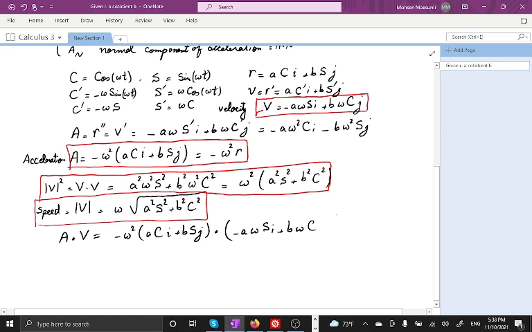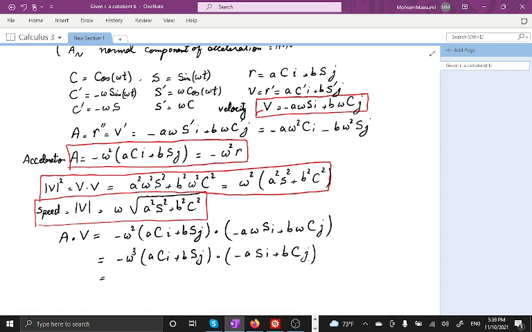Maybe it would have been nice to factor a omega out of this one as well. Let me go ahead and do that. Just factor the omega here and put it on top of that. So minus omega cubed, (a c i plus b s j) dotted with (minus a s i plus b c j). So we have to be very careful with our c's and s's. The whole problem revolves around keeping track of all these little things.